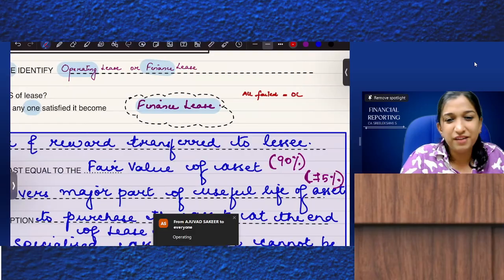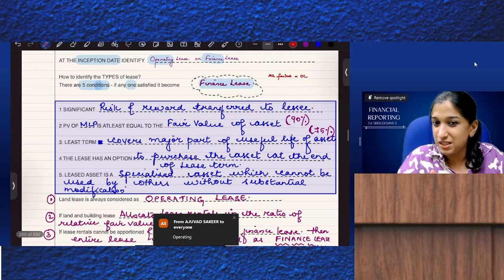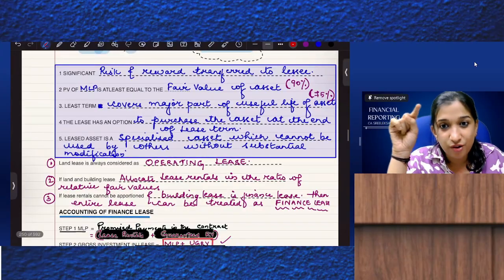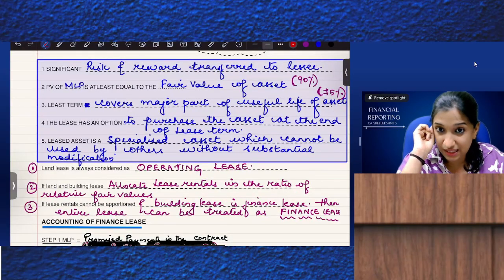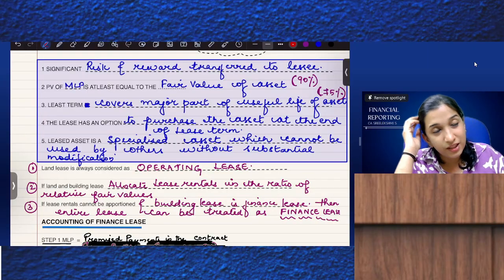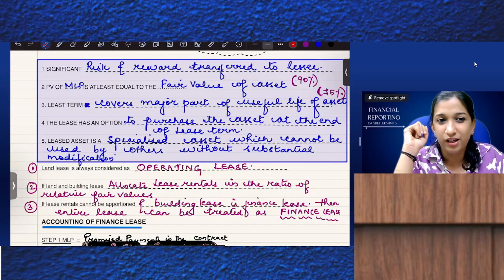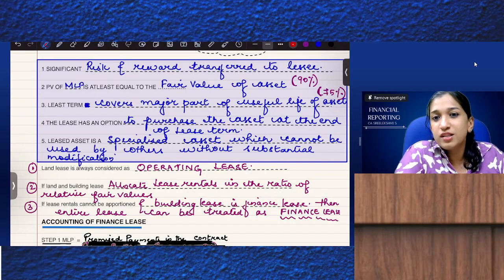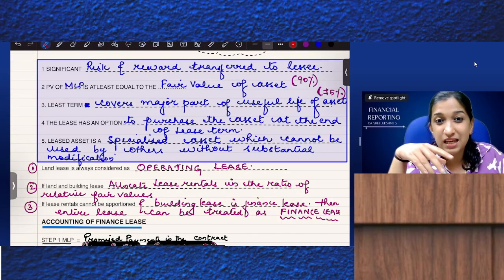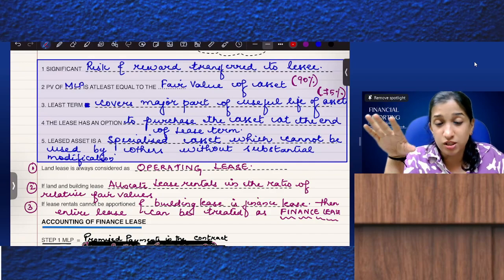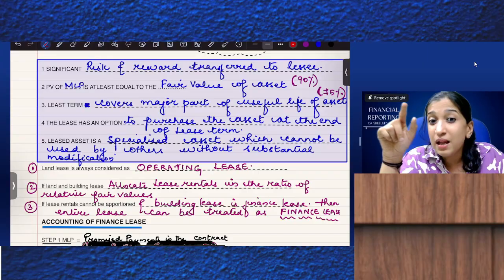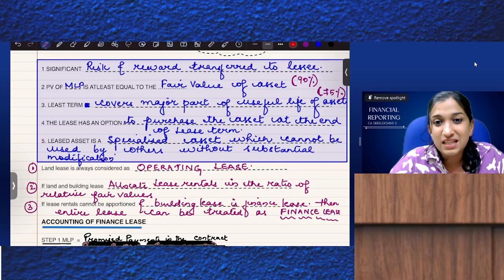Now, what are the 5 conditions? As I said, you must be knowing this, but still. First, significant risk and reward is transferred to the lessee. A finance lease is like ownership being transferred, and we account accordingly. So risk and reward is with the lessee during the lease term; all the risk is taken by the lessee and the lessor has no responsibility. Then it is a finance lease. Next, present value of MLP. What is MLP? Minimum lease payments.